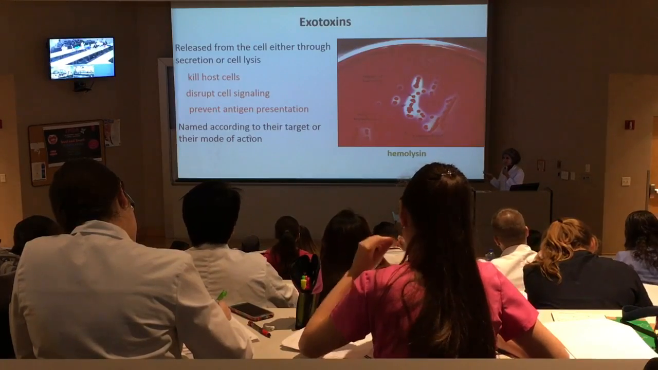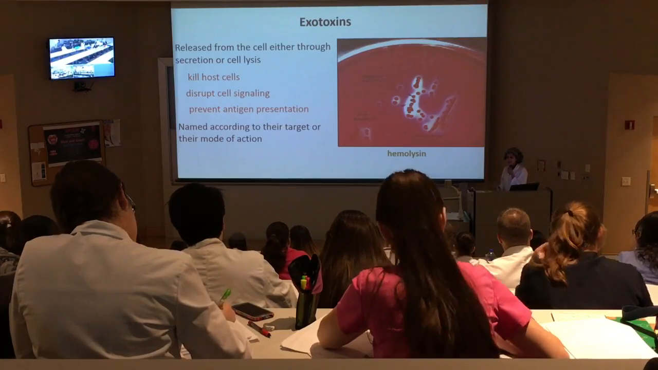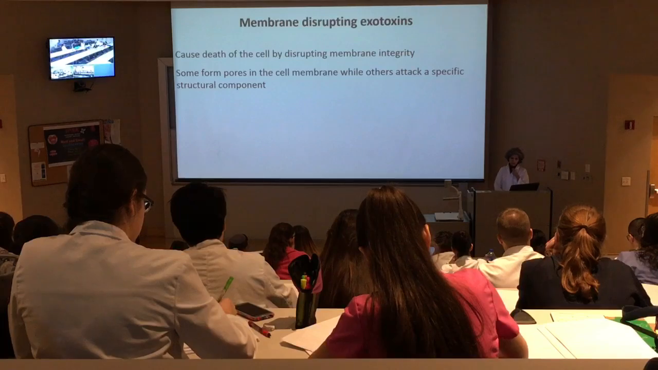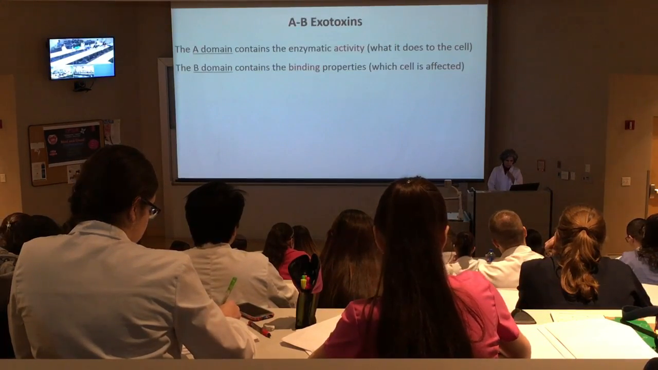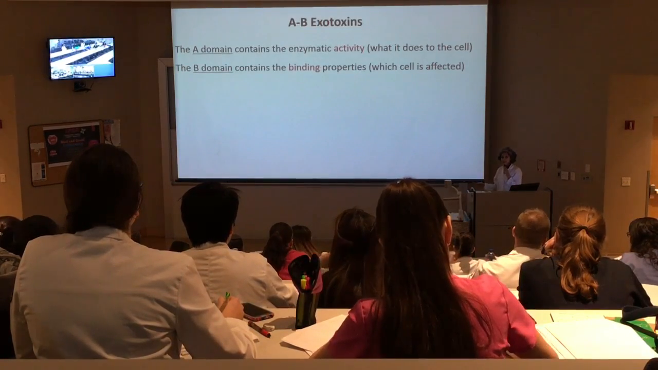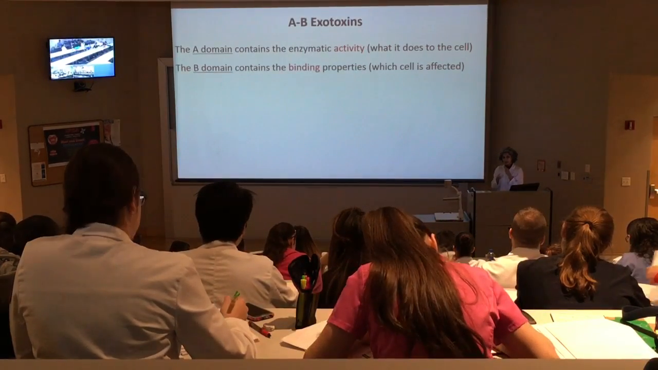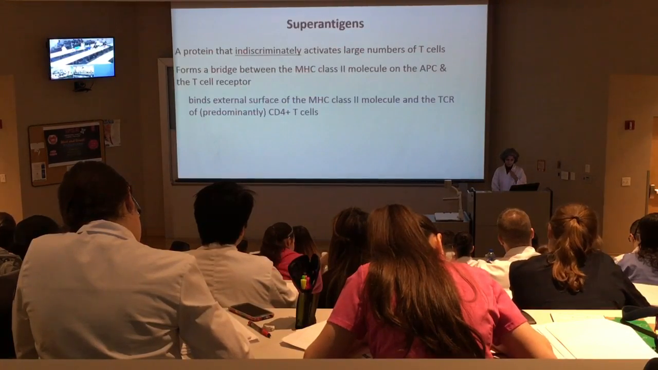Exotoxins have several different modes of action, and depending on the end result, we can call them out. We have membrane disrupting exotoxins that will punch holes in the membrane. We have the AB toxins, where A is the activity domain and B is the binding domain, so they act together. B will bring it into the cell and then A does the activity.